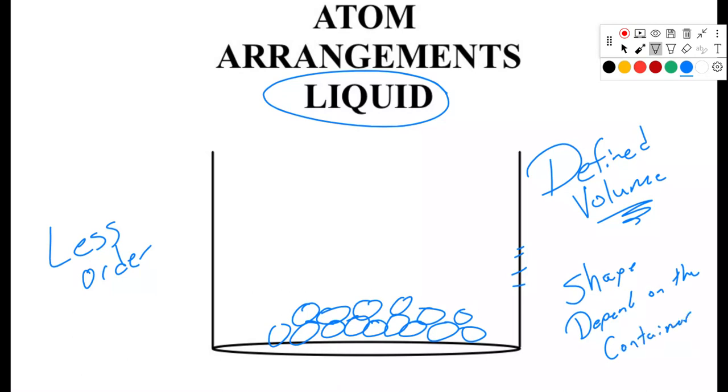If the container is a skinny graduated cylinder, it'll fill that up. You've all seen different types of glasses and everything like that. And even if we had 10 ounces of coffee, depending on what shape the coffee mug is, it will take that shape.